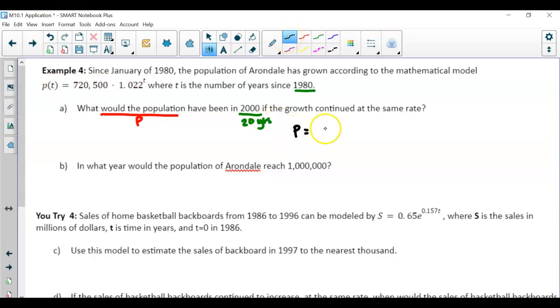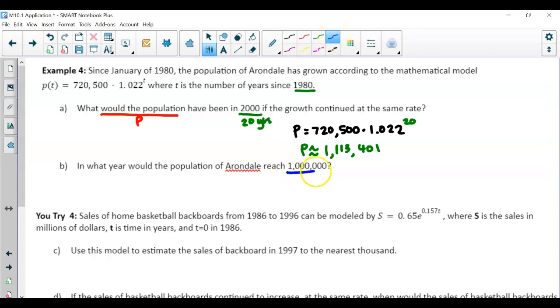So P is equal to 720,500 times 1.022 raised to the what power? Well, what is T? 20 years. So now this is just straightforward, putting this in the calculator, and you get that the population is approximately 1,113,401 people. So now in part B, in what year would the population of Arendelle reach 1 million people?